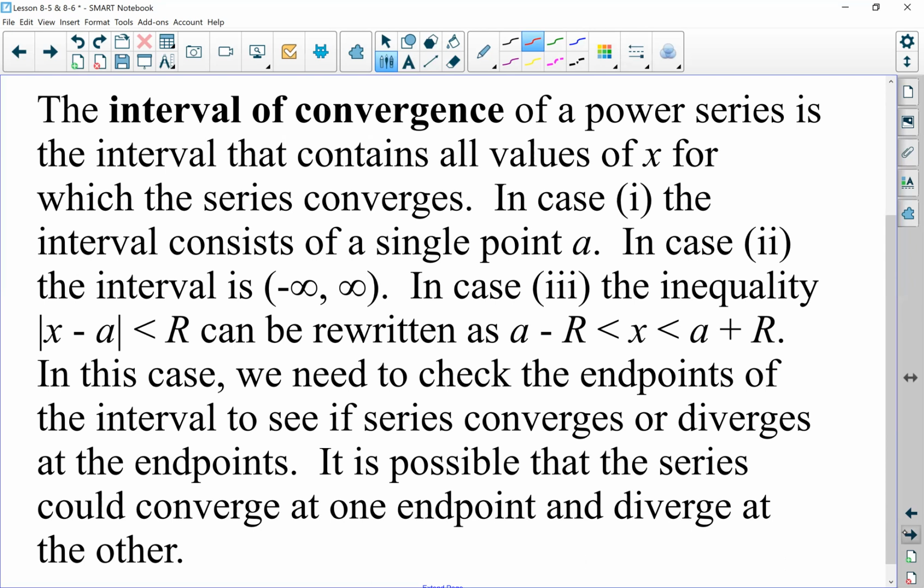So we can find the radius of convergence, and from that we can determine the interval of convergence. And again, more often than not, we're more concerned with the interval of convergence.